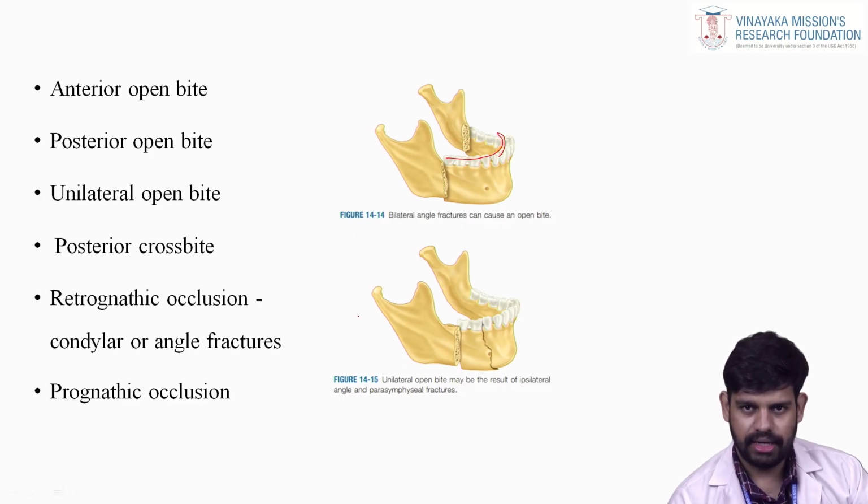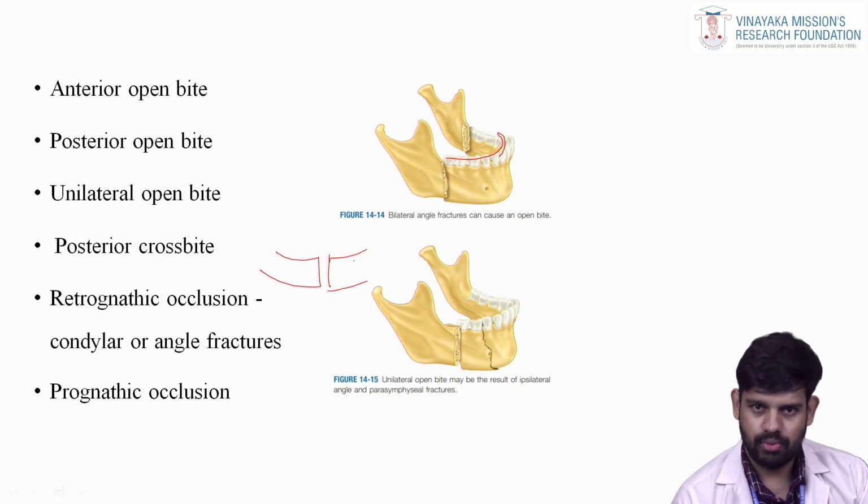And posterior open bite in case of parasymphysis fracture, and unilateral open bite in, as we said, parasymphysis and angle fracture. The posterior cross bite we will see in symphysis fracture when the mandible is fractured and it opens like a book like this. That jaw gets widened out, causing posterior cross bite.